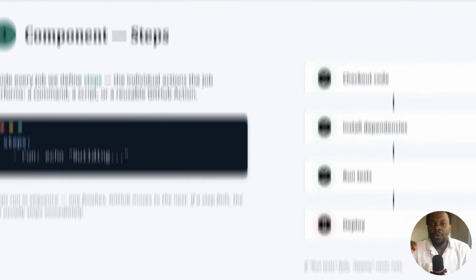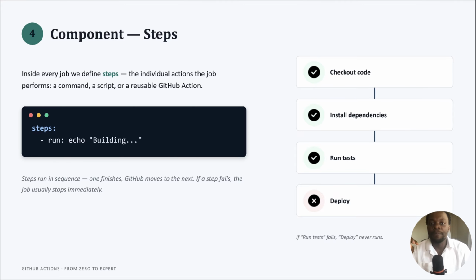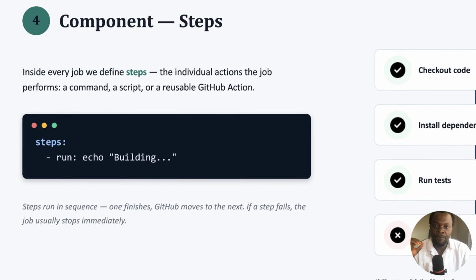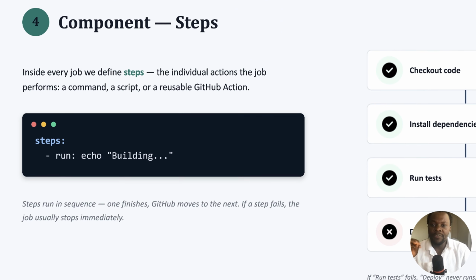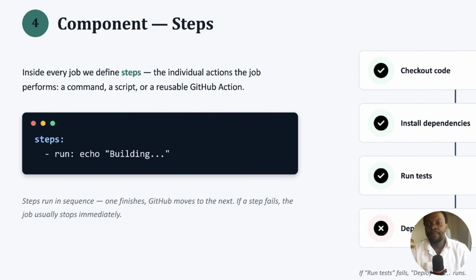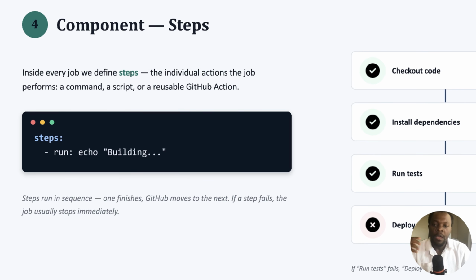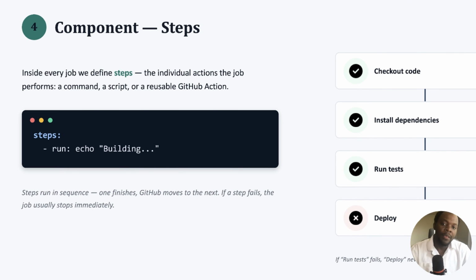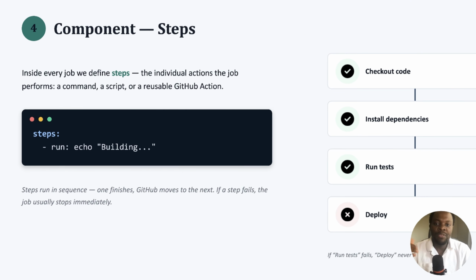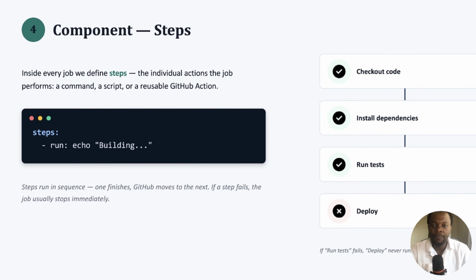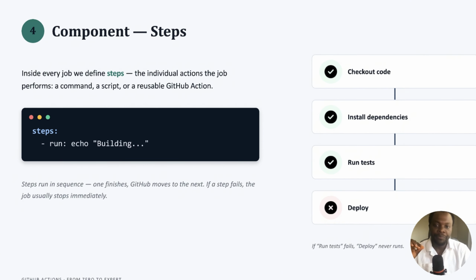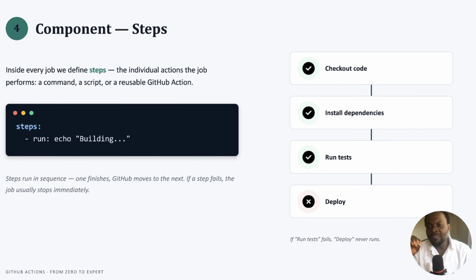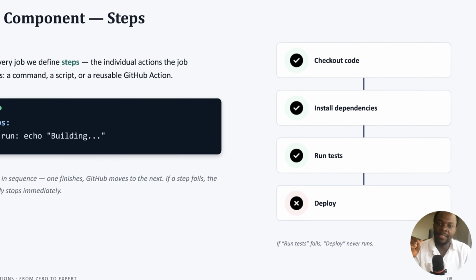The component 4 is steps. Inside every job, we define steps. Steps are the individual actions that the job performs. Each step executes either a command, a script, or a reusable GitHub action. For example, you can have steps: next line indentation, run, and we define the job building application. Every step runs in sequence. When one step finishes successfully, GitHub moves to the next one. If one step fails, the job usually stops immediately.